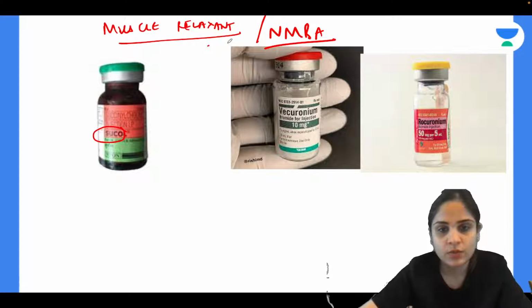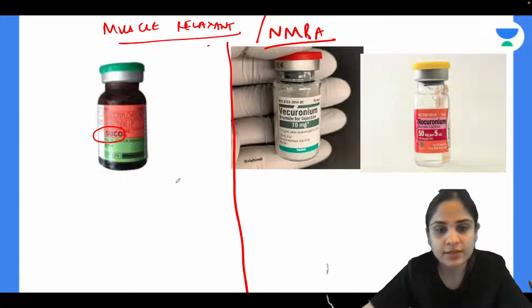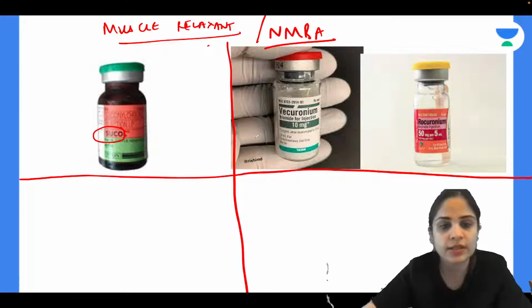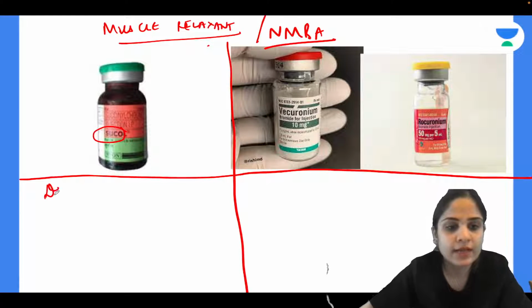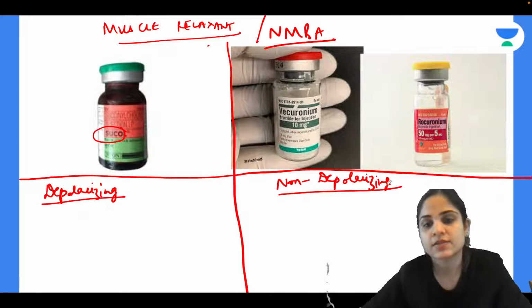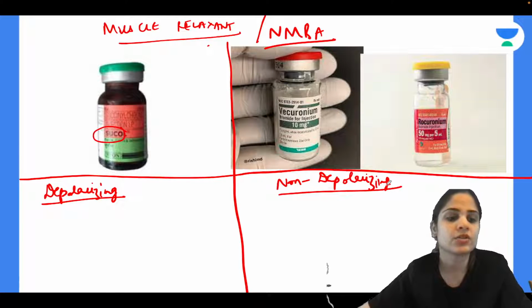Okay, now I am going to divide this into two parts. Can you tell me what the division will be into two different types of neuromuscular blocking agents? So here we have the depolarizing type of neuromuscular blocking agent, that is succinylcholine, and here we have the non-depolarizing type of neuromuscular blocking agents, which are vecuronium, rocuronium, atracurium, all of them.